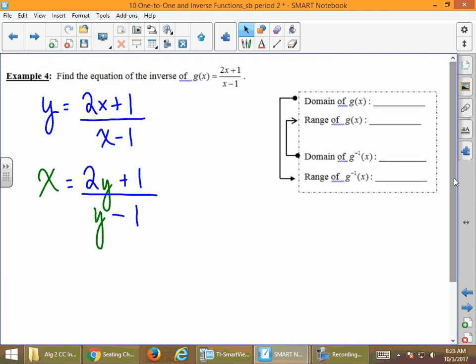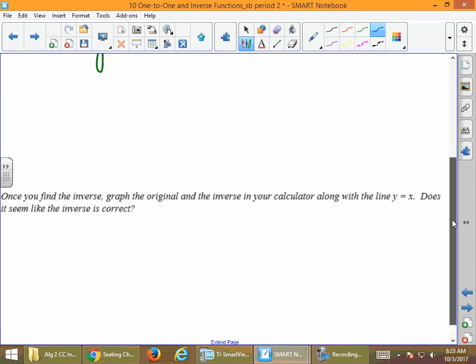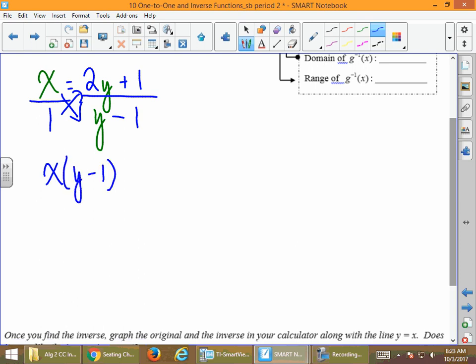Our third step is to solve for y, and that's going to take us a couple of minutes to do. What we did previously is we cross-multiplied, so let's continue to cross-multiply. When we cross-multiply, we don't have to deal with a fraction anymore. We end up with x times y minus 1 equals 1 times 2y plus 1, and we're going to distribute.